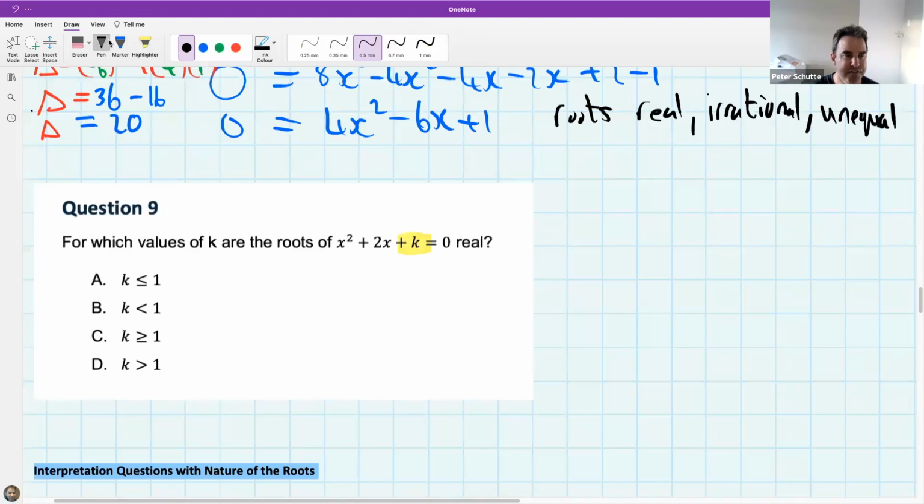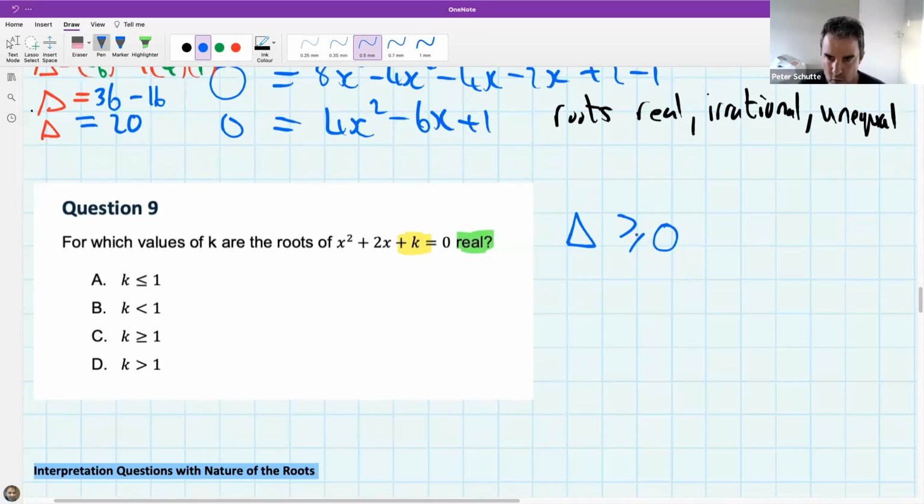Now, if we do know something about real roots though, so what does delta have to be for the roots to be real? Well, delta has to be greater than or equal to 0. If delta is less than 0, if it's negative, it's non-real. We can't have that. All we need to make sure is that delta is greater than or equal to 0.